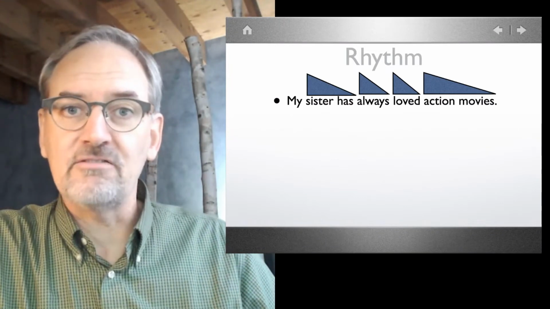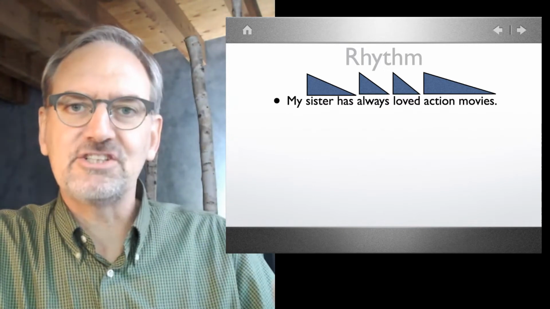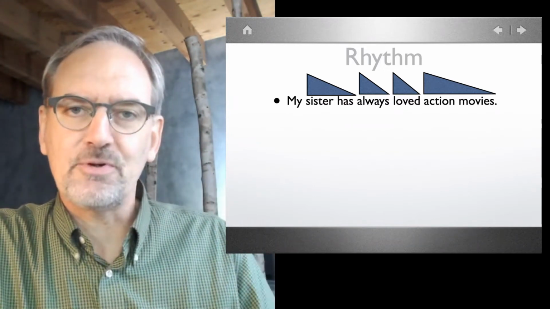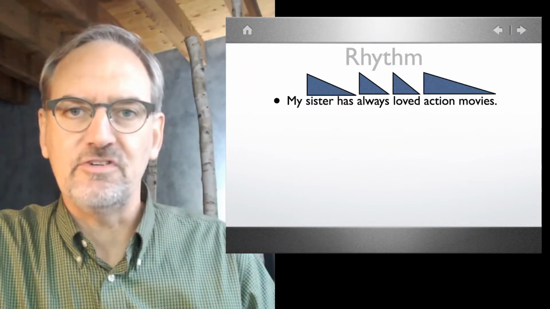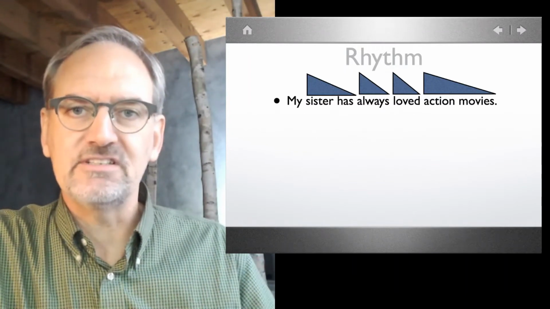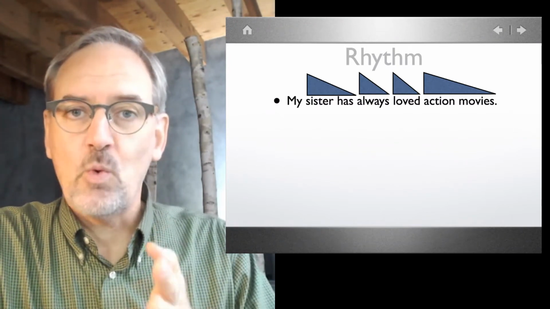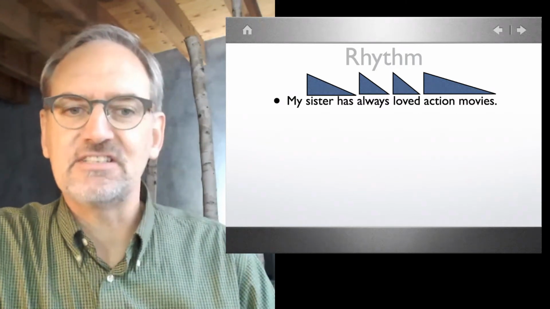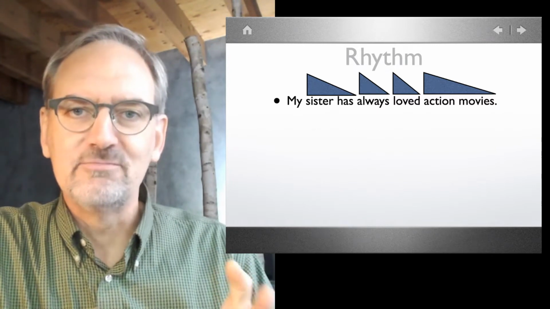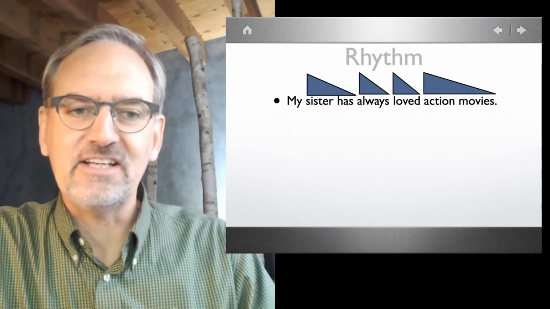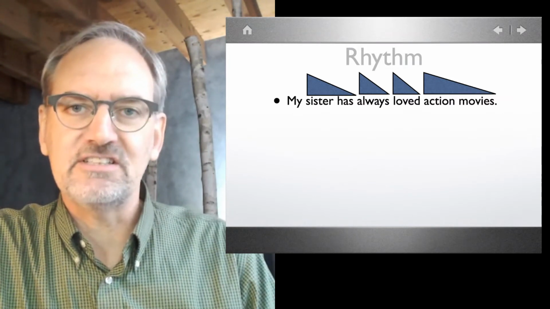Now in the case of "loved," we have a monosyllabic foot. So the falling pitch happens across the pronunciation of a single syllable. "Loved." "Action movies." "Action movies" is a compound noun, which we'll learn about later, but it has one primary accent, which is the "action." The "moo" of "movies" has secondary stress, so it's lower. My sister has always loved action movies.